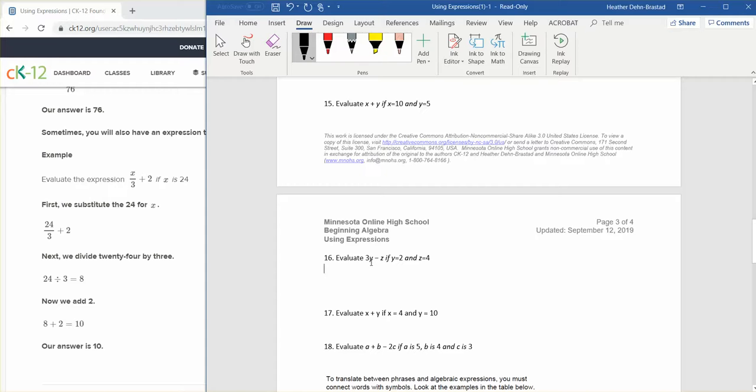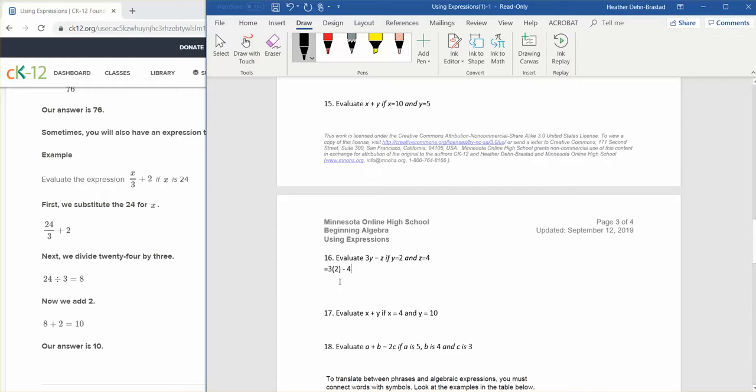So this says to evaluate 3y, that means 3 times y, minus z, if y equals 2 and z equals 4. So I'm going to type 3, and then instead of y, I'm going to type 2, but I'm going to use the parentheses to show that I'm going to multiply. And then I have to subtract z, and z is equal to 4. And we get those values from over here. z is 4, y is 2.